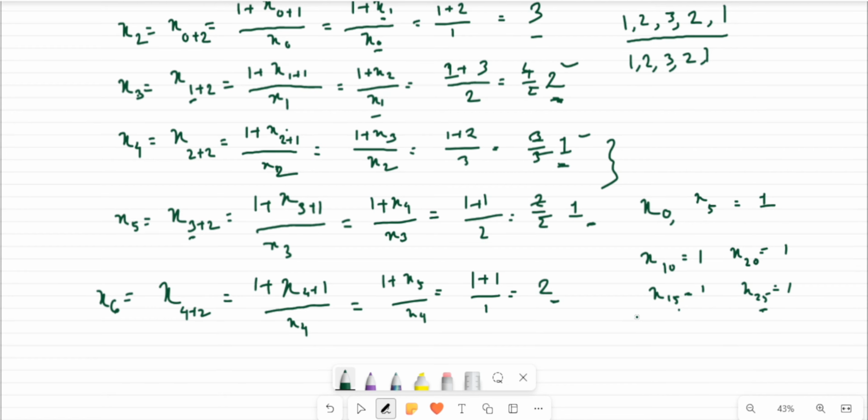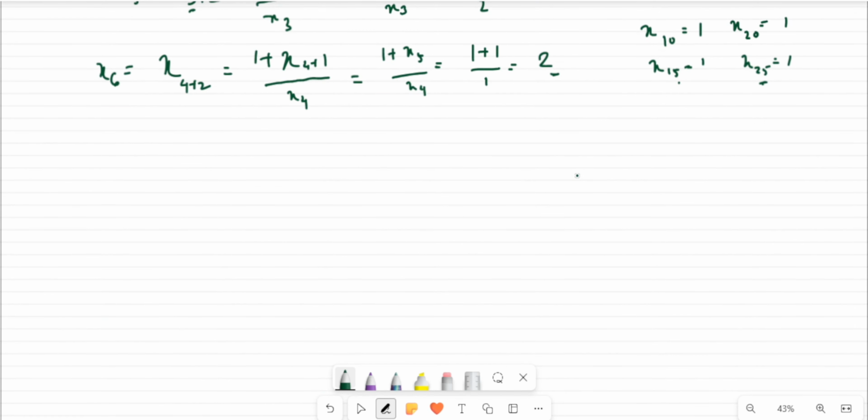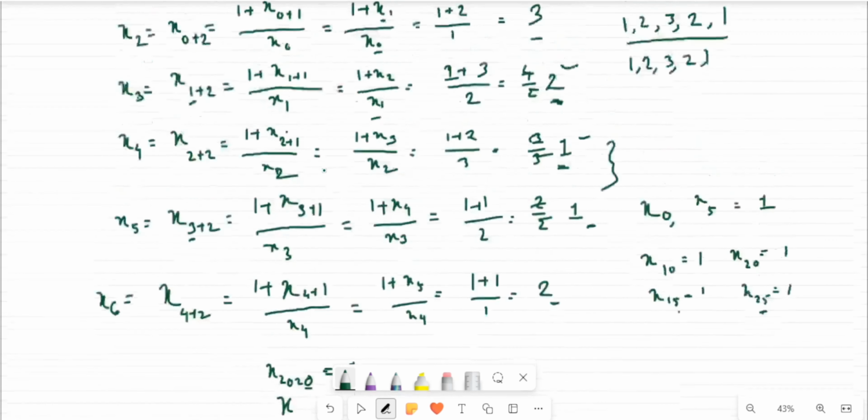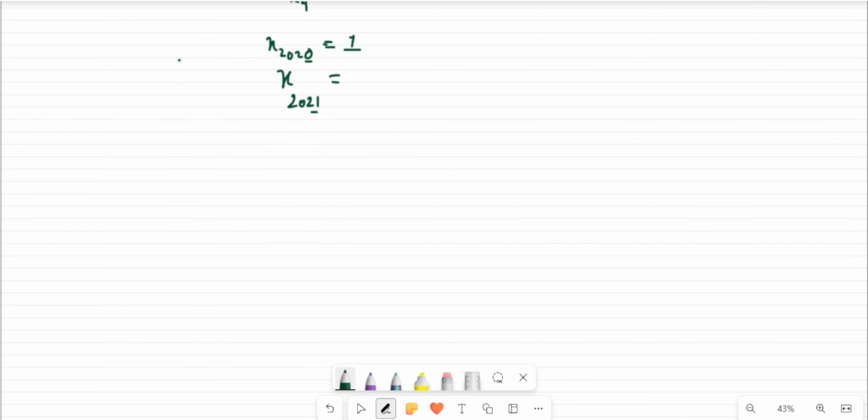Similarly, in this problem, what we have been given is to find the value of x2021. Now x2021 is the next value after x2020, right? So what will be the value of x2020? It ends with 0, so its value would be 1. If that value is 1, what will be the next value? We just have to find the value of x1, that is 2. So x2021 would be 2. Our final value of x2021 is 2, right?